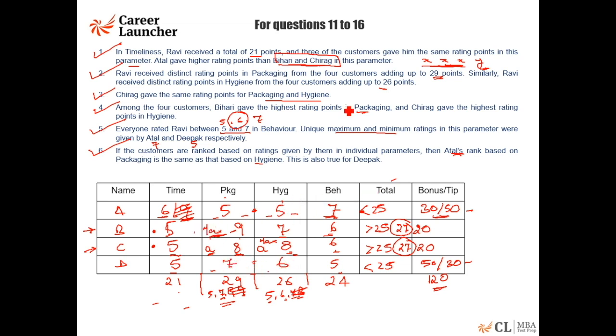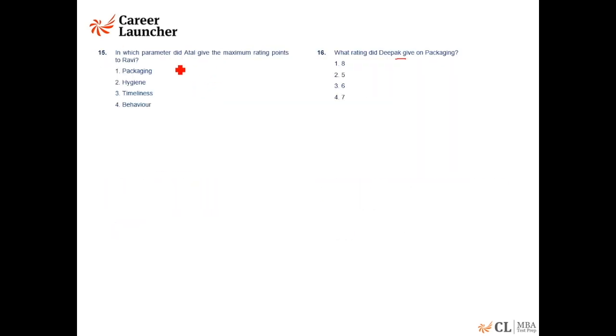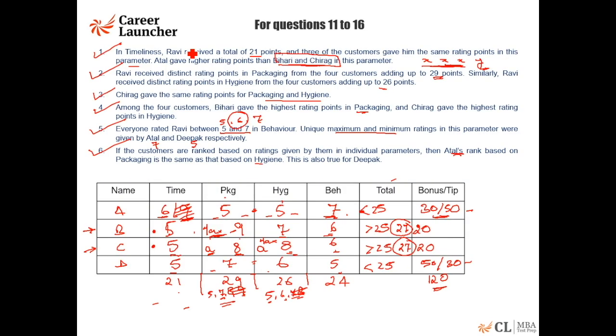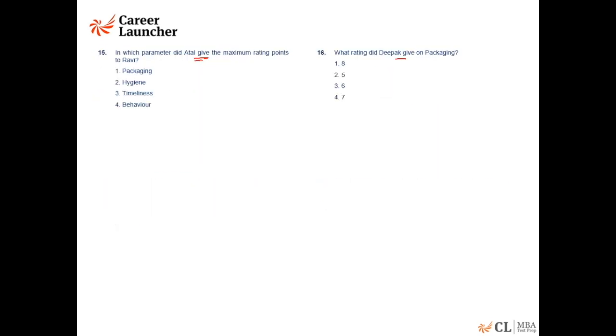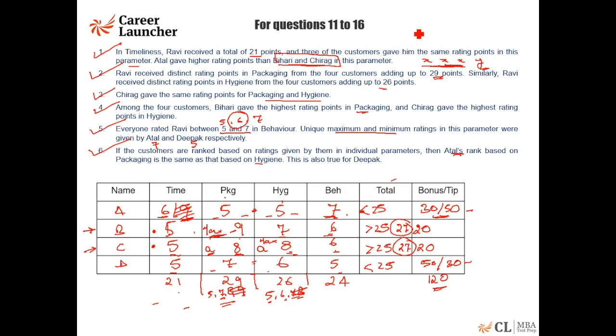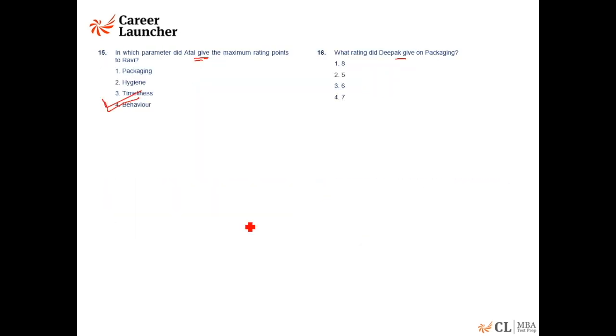Okay. So what is the highest that Atal has given? 7 points. On which parameter did Atal give the maximum rating points to Ravi, which was that parameter? Behavior. Atal has given 7 points in behavior. This one. And what rating did Deepak give on packaging? Deepak on packaging is going to be again 7 points. Okay, so that completes this particular set.